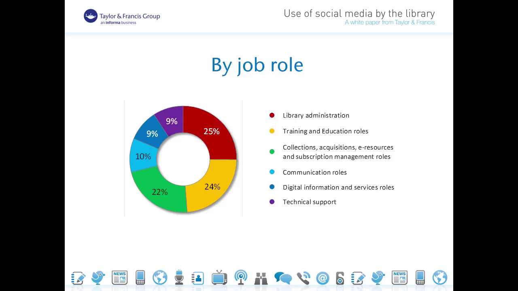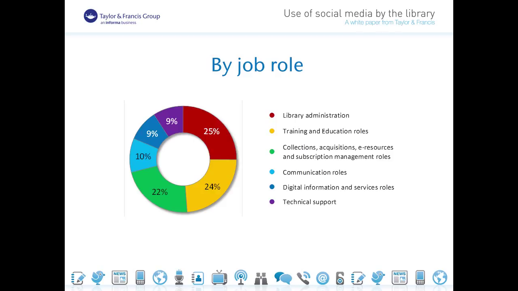We then grouped the 32 different job titles that we received into the 6 categories you can see here. So library administration, training and education, collections, acquisitions, e-resources and subscription management roles, communication roles, digital information and services roles, and technical support. We've since run extensive analysis to determine if a particular library role could be associated with certain types of social media activity.